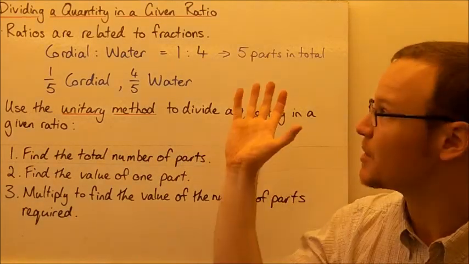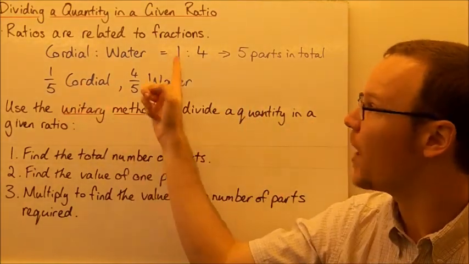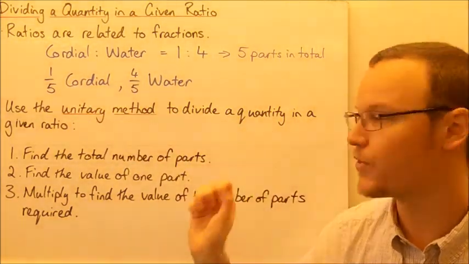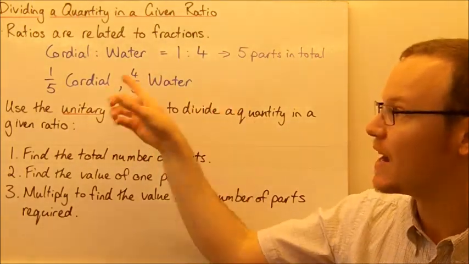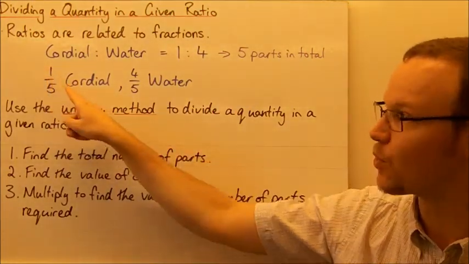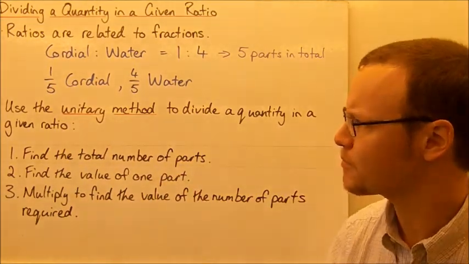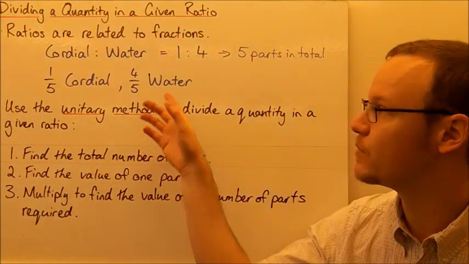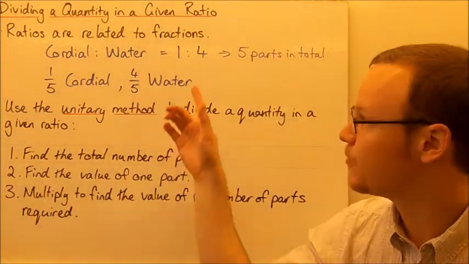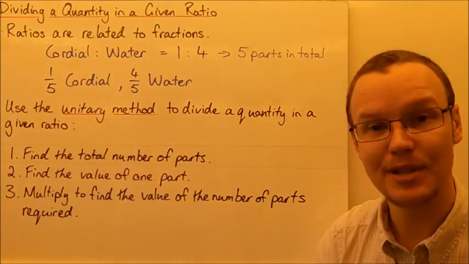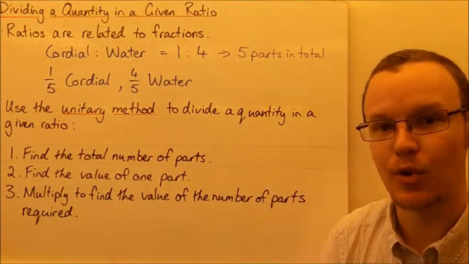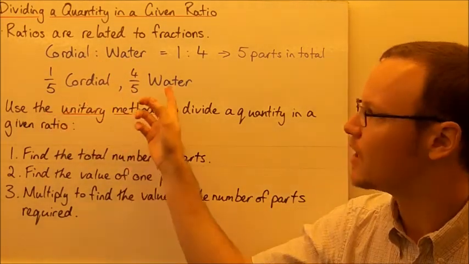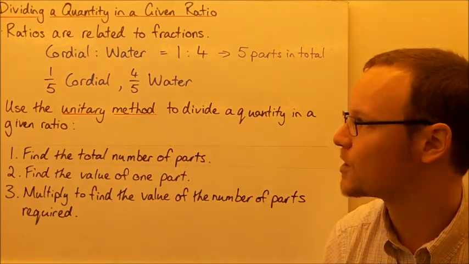And that tells us, because we've got 5 parts in total, one of those 5 parts is cordial and 4 of those 5 parts is water. So out of the total number of parts, 1/5 is cordial, and 4/5 is water. So 1/5 of the mixture is going to be cordial, and 4/5 of the mixture is going to be water.